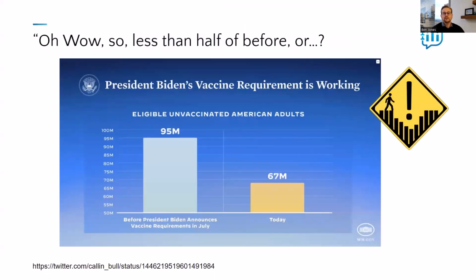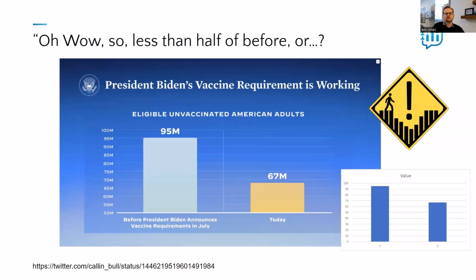For example, this one that seems to indicate that the number of unvaccinated American adults plummeted by more than half from one point to another. As you can see, though, if you look at the labels, that there's 95 million in the bar on the left and then 67 million in the bar on the right. If we were to just even slap that together into a simple Excel chart here, accepting all the poor defaults, we can see what that change would really look like. So clearly not declining by 50%.